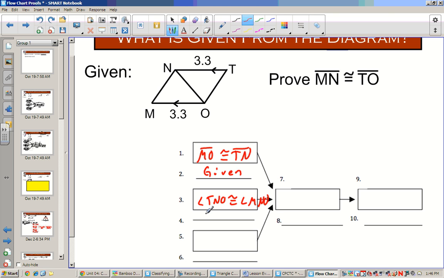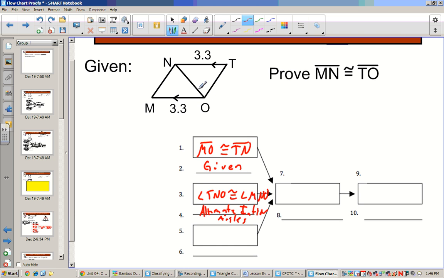And the reason for that is alternate interior angles. And then the last one, NO is in both of them, so NO is congruent to NO. We can either say reflexive or same segment. Once you have those, we have to make sure we line these up correctly. NOM.